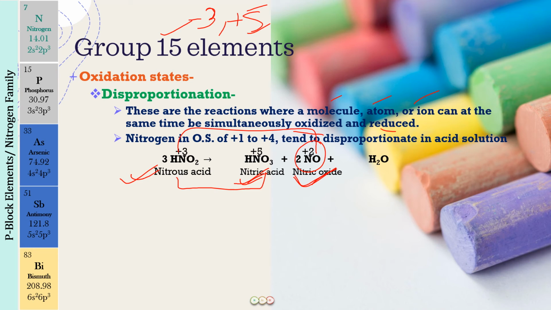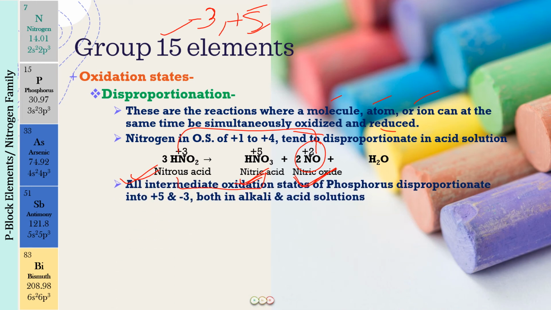You will find many of these disproportionation reactions in your group study, especially for the p block elements, and all of these are going to be really very important. Okay, so now one more thing, this is what we have for nitrogen. Similarly, when we talk about phosphorus, all the intermediate oxidation states of phosphorus also tend to disproportionate into the +5 and the -3 oxidation state.